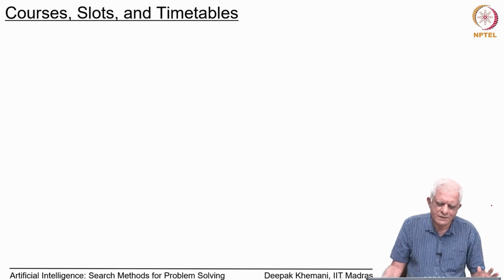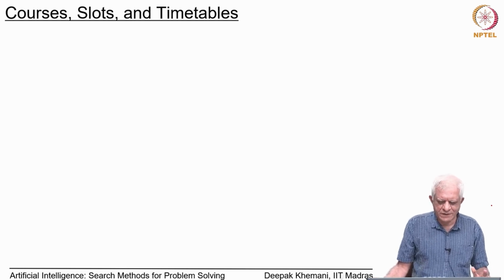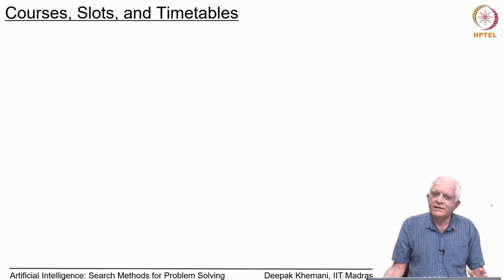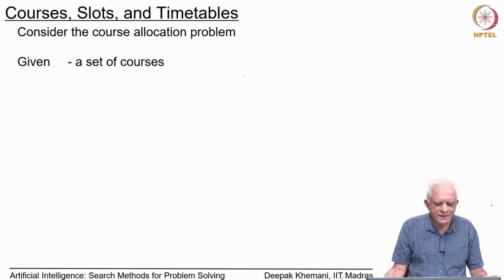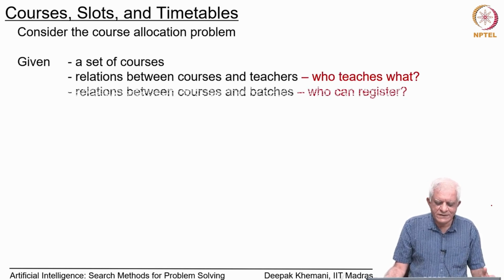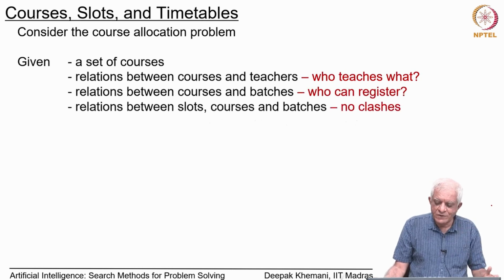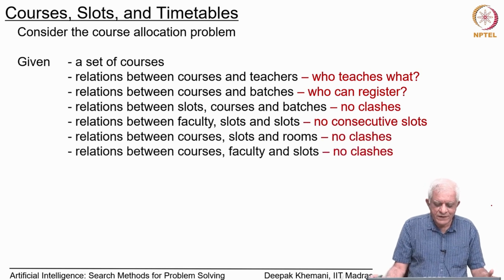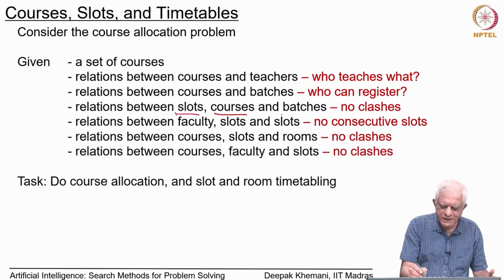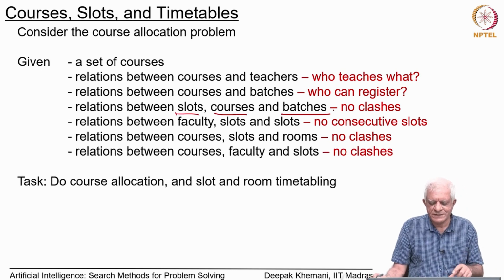So, now let us get to the real problem. It is not just faculty members you are worried about, it is also slots and timetables, and not least of all the students essentially. So, the way you might really pose this problem is that given a set of courses, there are relations which determine who teaches what, who can register, which batches of students can register, what is the relation between slots and courses and batches. So, you can't put the same batch for 2 courses in the same slot. So, there should be no clashes. Clashes are a major problem when you are doing allocation and timetabling.